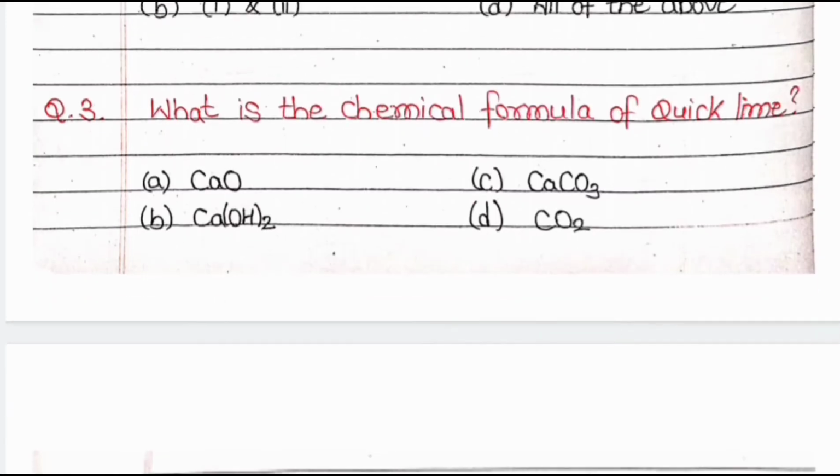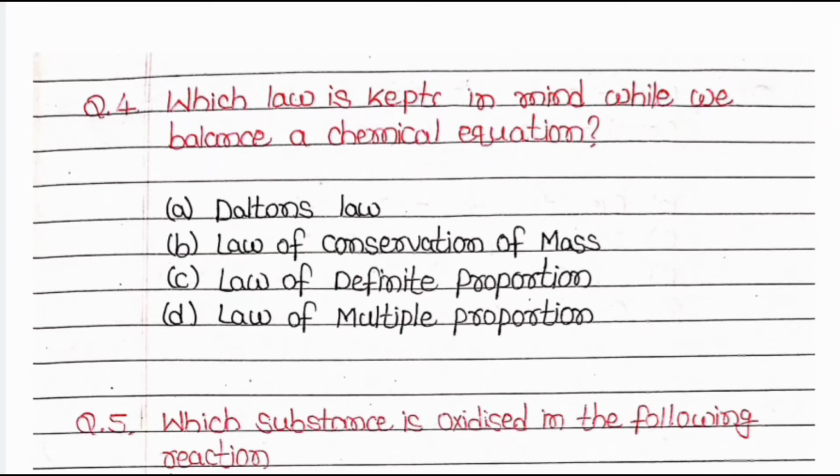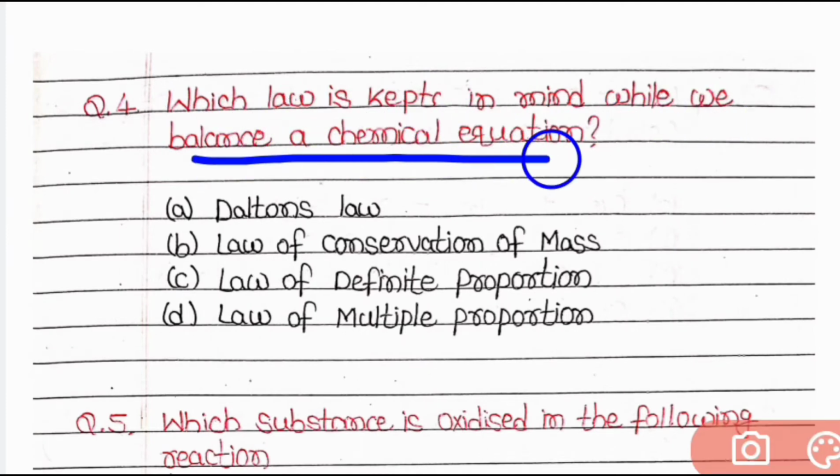Now let us come to question number 3. What is the chemical formula of quicklime? It is very easy, and the answer is CaO. Now next question. Which law is kept in mind while we balance a chemical equation? This is also a very easy question, and the answer is law of conservation of mass, and B is correct.